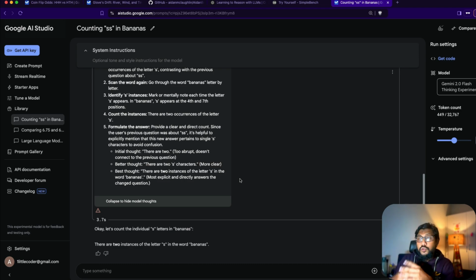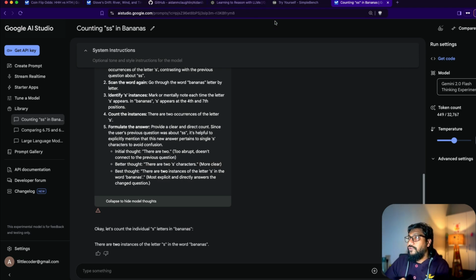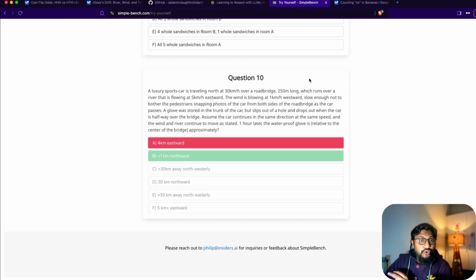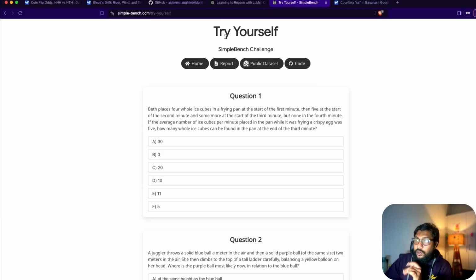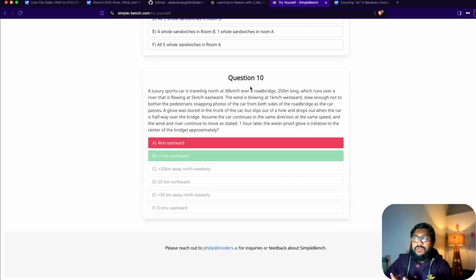So I've got two prompts. One I obviously took from a very popular YouTuber, AI Explained, who has got something called the Simple Bench challenge. I picked up one question from this, question number 10. It's a math question, very similar to what you would have solved in your quantitative aptitude tests if you have done engineering. I did engineering, so I had to solve a lot of these kinds of problems to get a job.